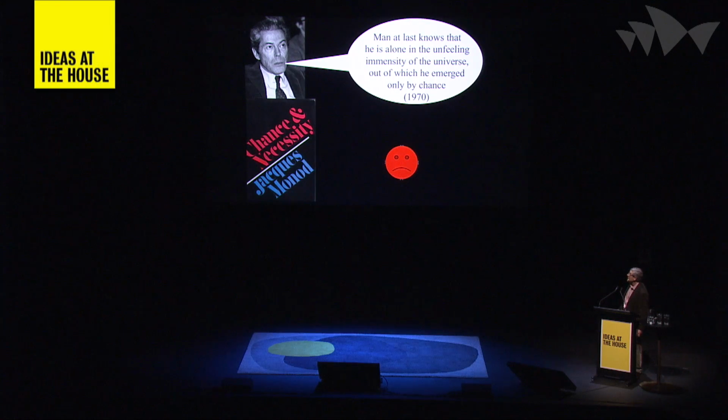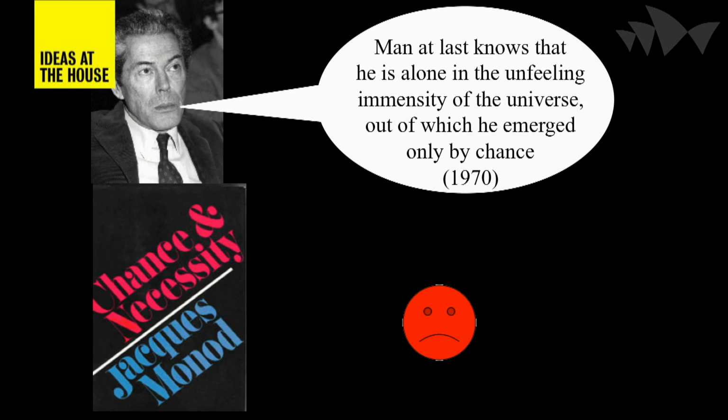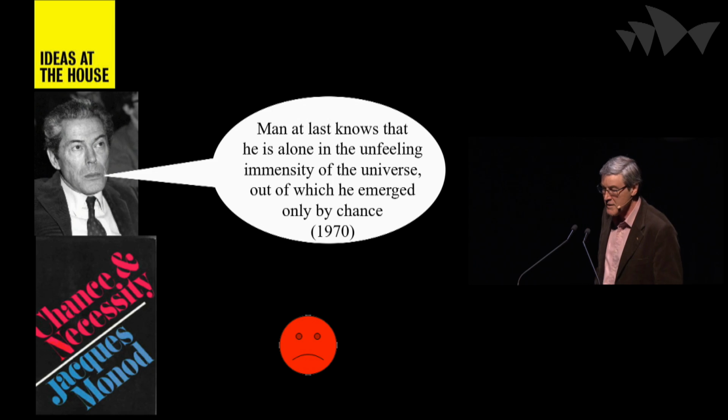It was widely assumed among all the sciences that life on Earth was a bizarre fluke unique to our planet. And no person said it better than Jacques Monod. He said, "Man at last knows that he is alone in the unfeeling immensity of the universe, out of which he emerged only by chance." That was in 1970. Well, I have to say, this did coincide with a period of Gallic nihilism, and he looks suitably miserable about this pronouncement.